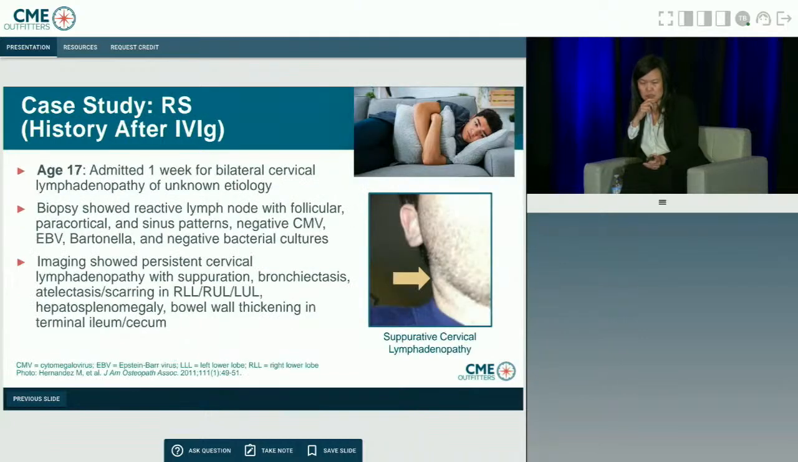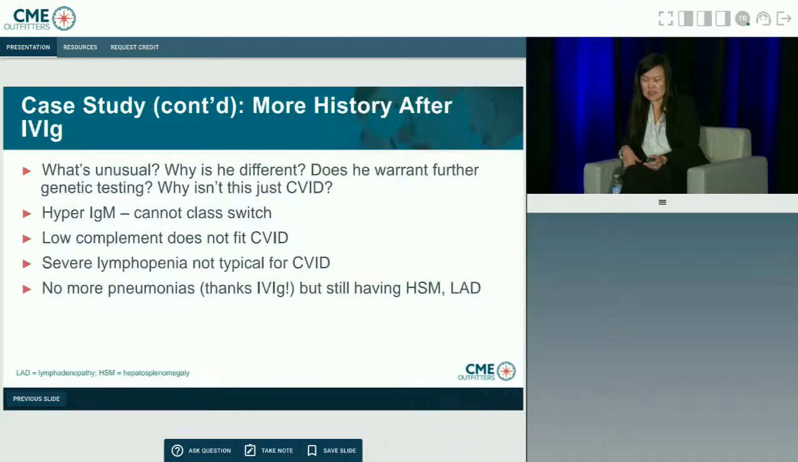He's getting multiple sinus surgeries. And now he's getting lymphadenopathy that he was admitted for, and all the infectious studies did not show that it was infectious at all. He is getting a lot more scarring in his lungs, bronchiectasis is progressing, and he's also getting a big liver and a big spleen, and he's starting to show some inflammation in his bowels, right? So these are things that IVIG at this time wasn't fixing.